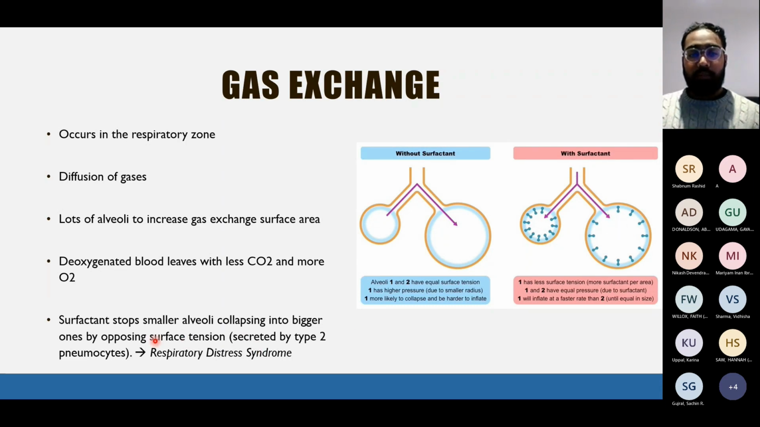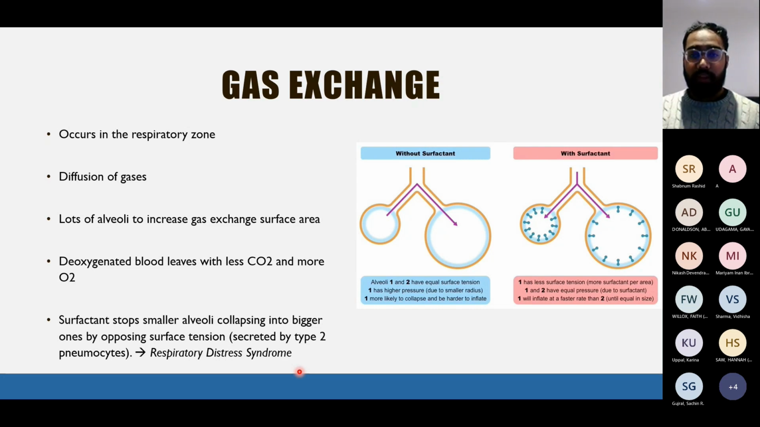And a clinical relevance point of that is when we have premature babies, very, very premature, they haven't had a chance, the type 2 pneumocyte cells haven't produced surfactant yet. So when they're born, if we don't do interventions before they're born, they can't breathe because all the alveoli collapse and they go into something called respiratory distress syndrome.